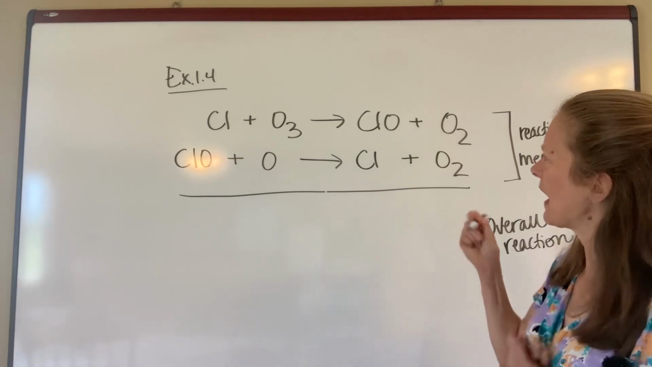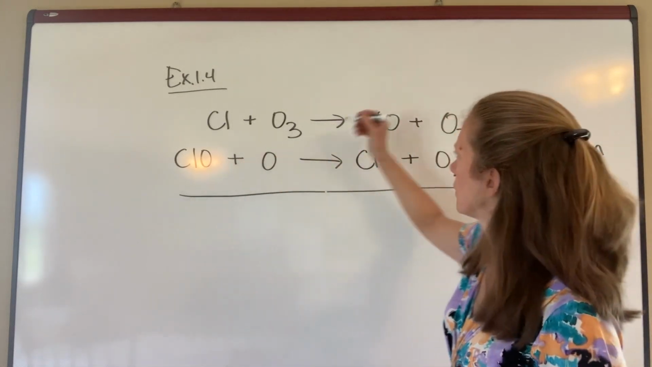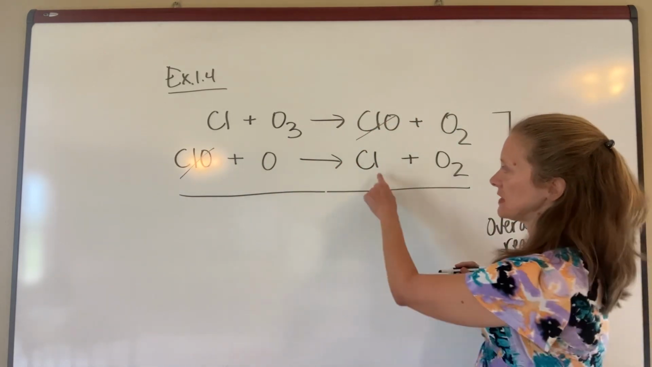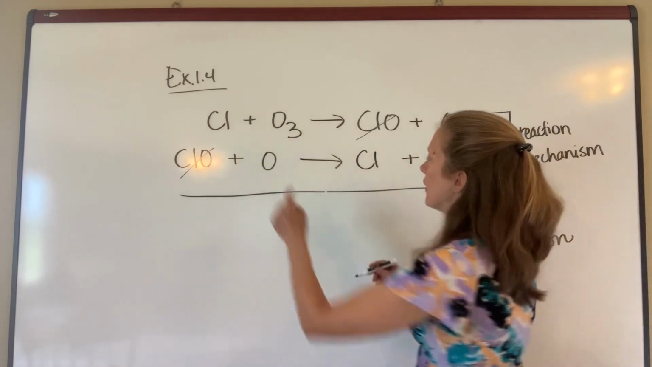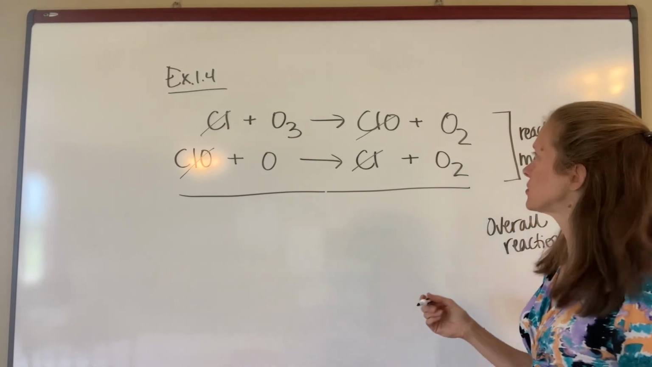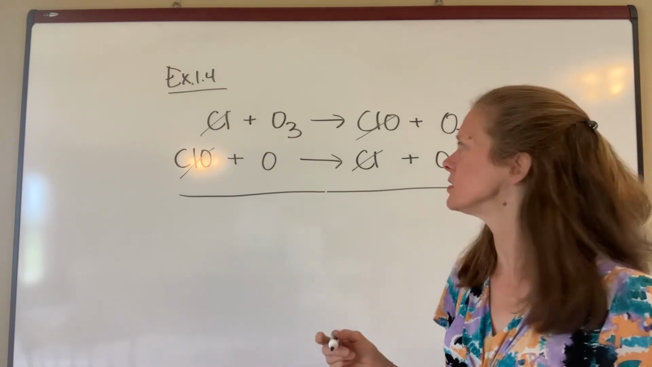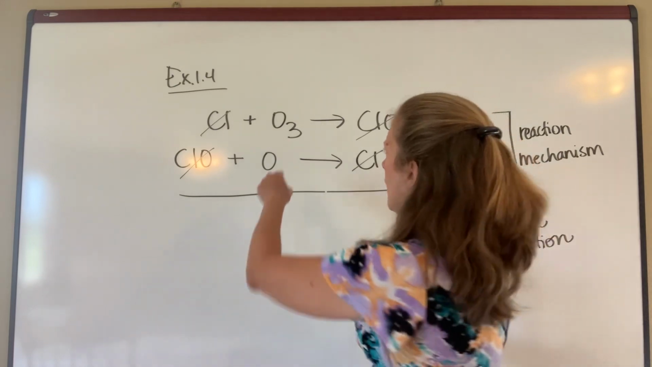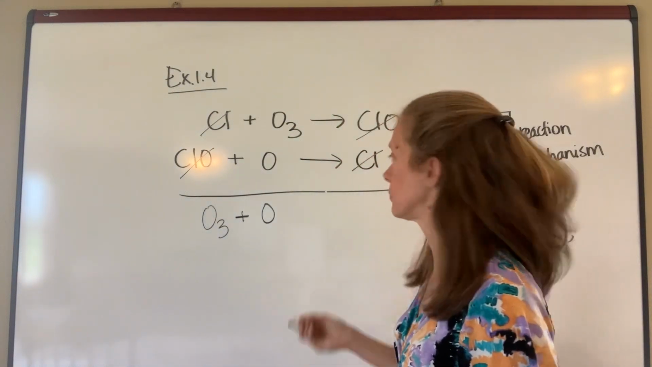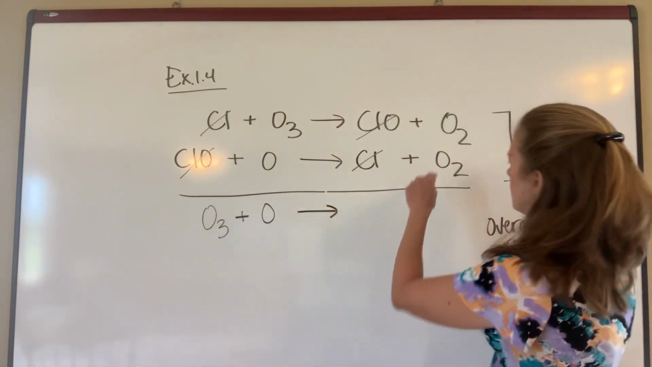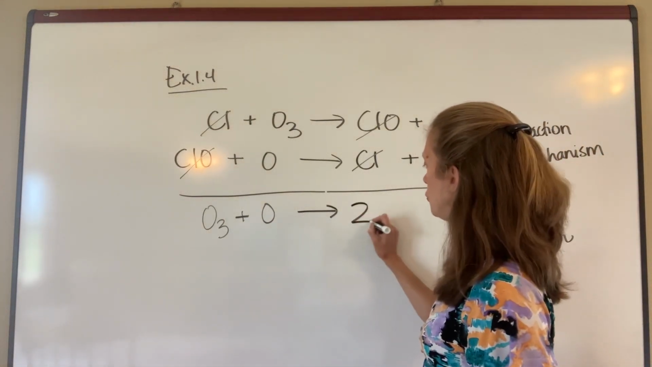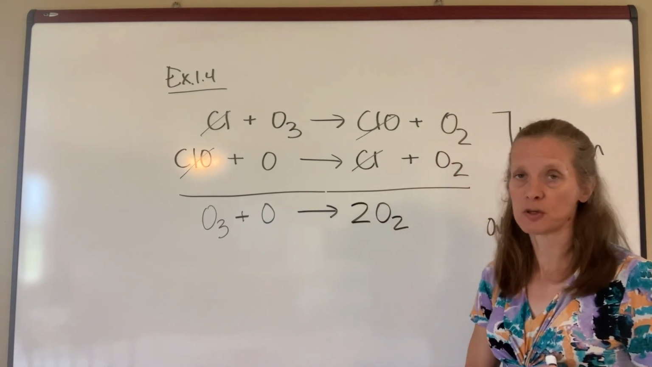Once you have that done, it's pretty easy just to start canceling things out. Here I have a ClO on the right, and here I have one on the left, so I can mark those out. I also have a Cl on the right and a Cl on the left, so I can mark those out as well. I don't have anything else in common, so I can add those together. Here I have an O3 plus an O on the left-hand side, which gives me an O2 and another O2, so I can write it as 2 O2, with the 2 in front, in simplified form.